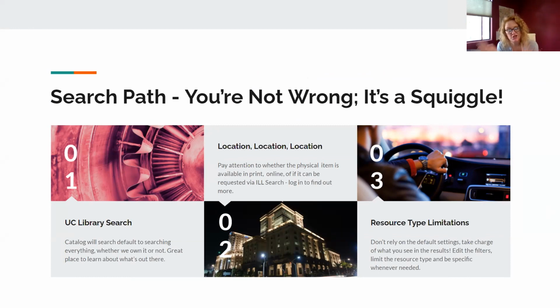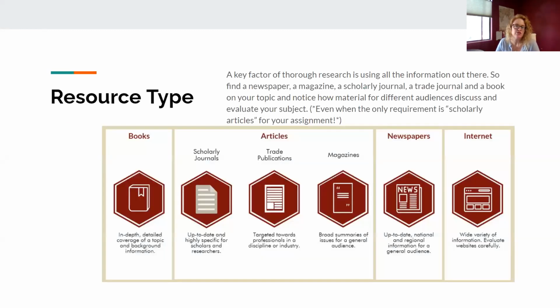So you need to pay attention to the location to find out, is it in print? Is it online? If it's somewhere that we can interlibrary loan it, there's a little button that says request this, all of those different types of things if you log in. But also you don't necessarily want to just let the search do its own thing. So when you're doing a search, tell the search engine, tell library search, tell the database, tell Google Scholar. Don't just rely on its default settings. Take charge of what you want to see, edit the filters, limit by resource type, and try and be specific.